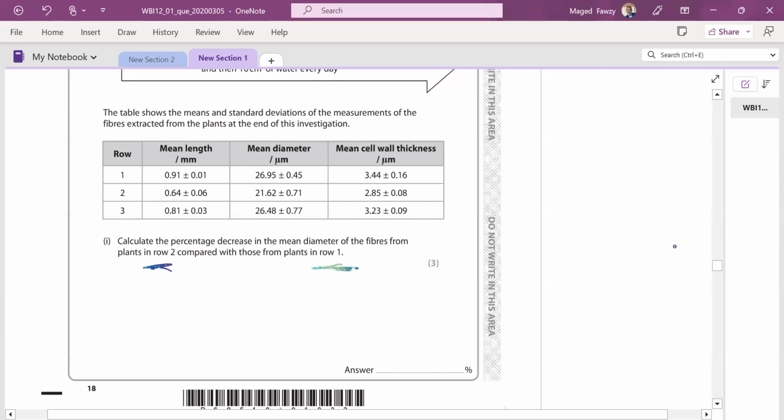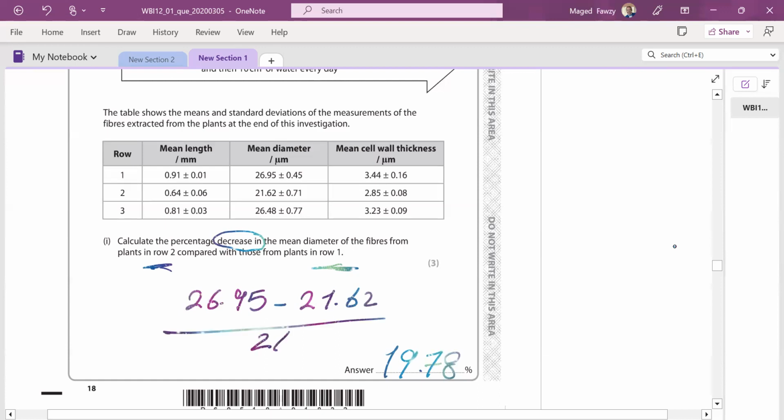Which gives us a final answer of 19.78. Our method, kids, for percentage decrease: original minus final, divided by original, times 100. It will be 26.95 minus 21.62, divided by 26.95, times 100. That's it. Okay. Thank you, Yasin.